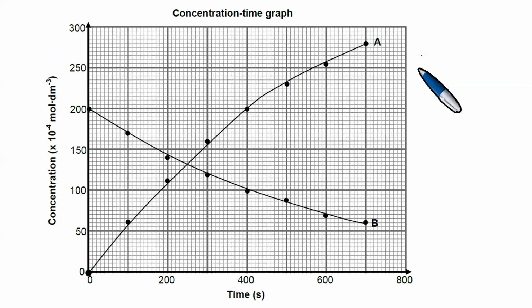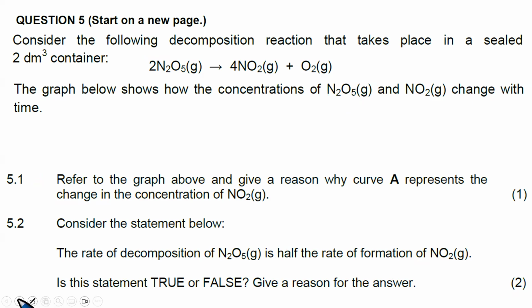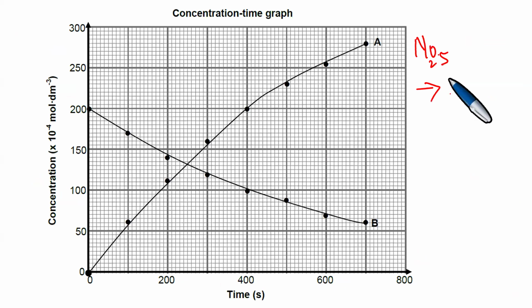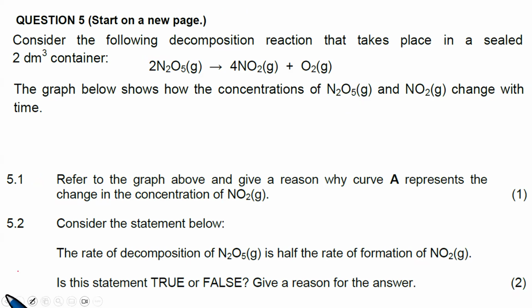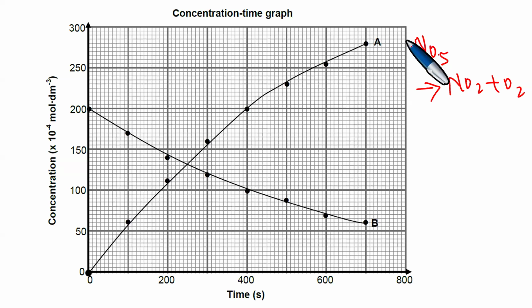Right, so you have that your N2O5 breaks down into NO2 and oxygen. Okay, but also note that it is 2:4:1. Right, we have the 2:4:1 mole ratio, yeah? Now, this is the chemical reaction, and here's the graph. And if this is the graph, you're able to see what is happening to the graph here.